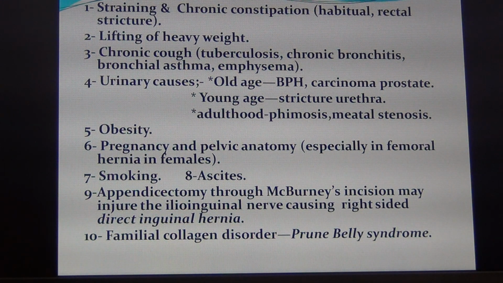Smoking also increases the risk and is one of the etiological factors of hernia, because it may lead to weakness of the muscle, deficiency in the collagen, and chronic cough. Ascites, which is a cause of increased intra-abdominal pressure. As we said, ascites, chronic constipation. A previous history of appendectomy through a gridiron incision may lead to injury to the ilioinguinal nerve, causing right-sided direct inguinal hernia. Familial collagen disorder, such as prune belly syndrome.